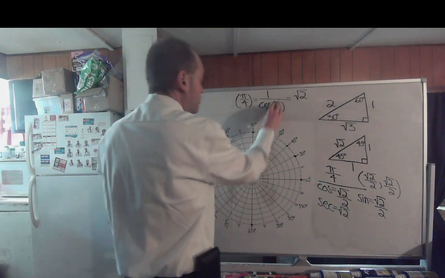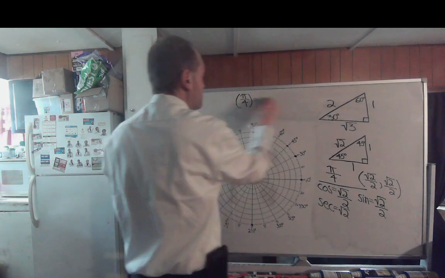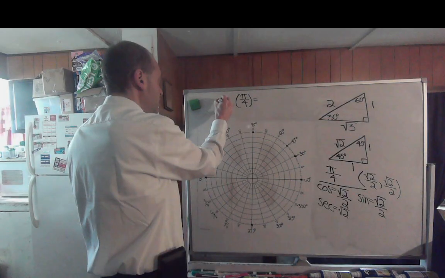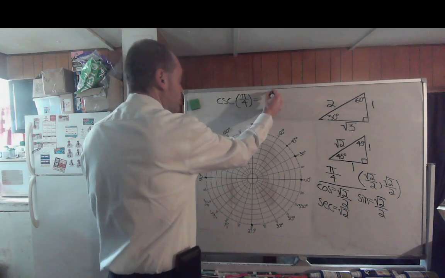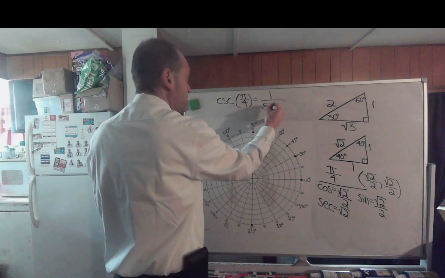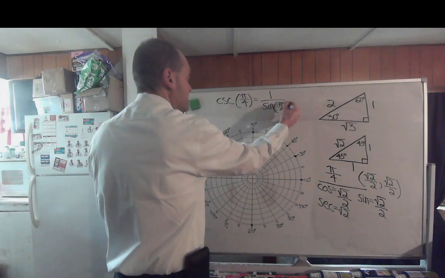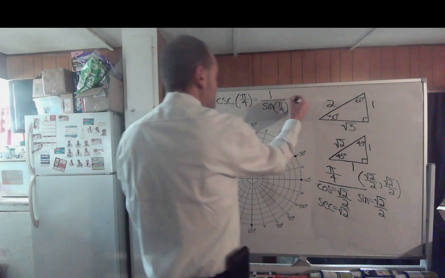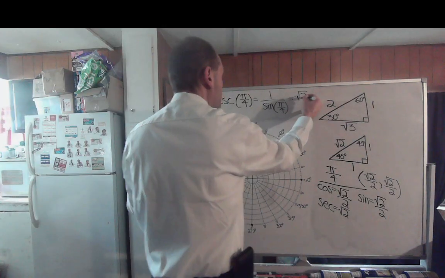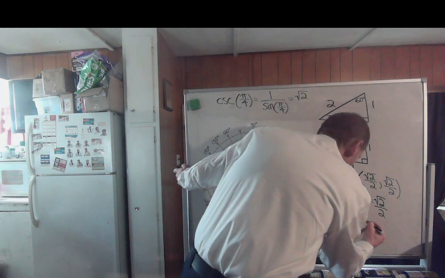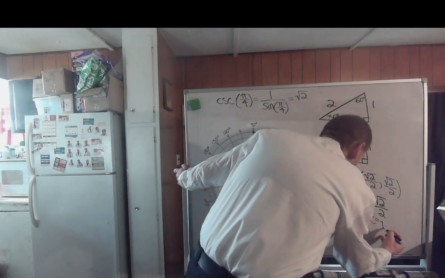And actually, you're going to get the same thing with cosecant, because it's going to end up being the reciprocal of the sine, which was the same thing in this case. The sine of pi over 4 is actually the same thing as the cosine, so you'll end up just getting the square root of 2. So the cosecant also equals the square root of 2.